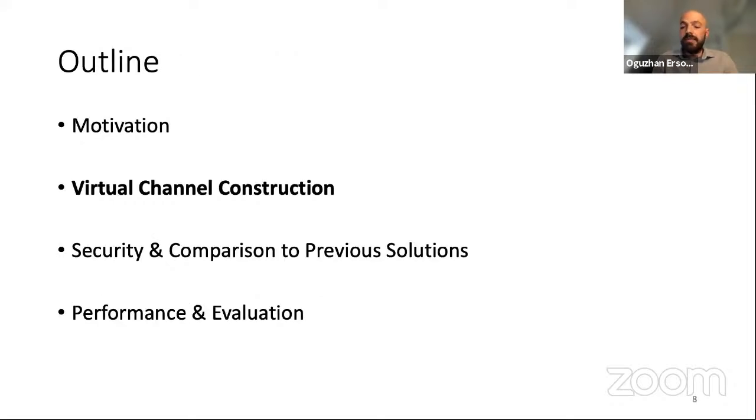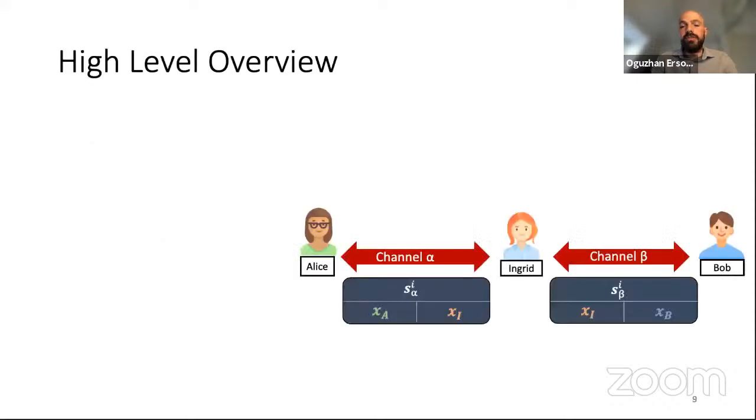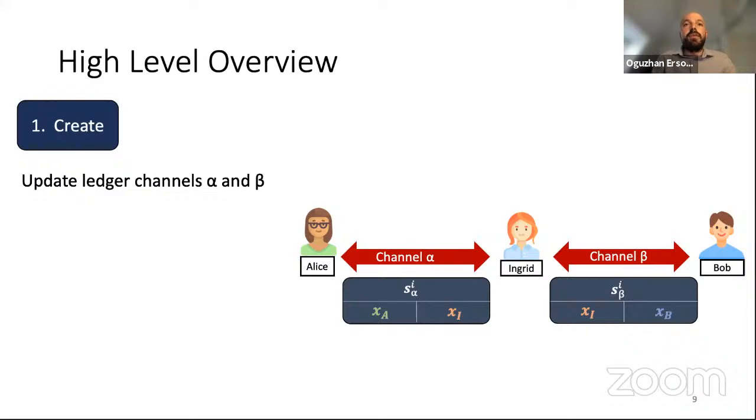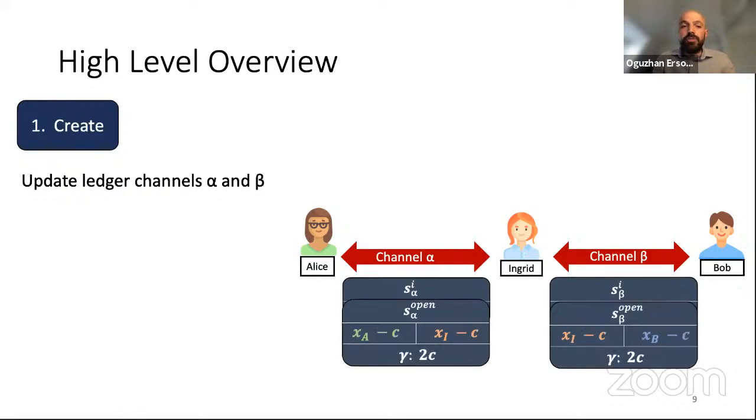That being said, now I can move to our construction. For the high level overview of our idea, let's assume that we have two channels. Alice has a channel with Ingrid and Ingrid has a channel with Bob. Initially we see the initial balances at the bottom of these channels. To create these virtual channels, first we do an update in the existing ledger channels. We assume that each party wants to have C coins in the virtual channel, so in both ledger channels, we subtract C coins from both parties.